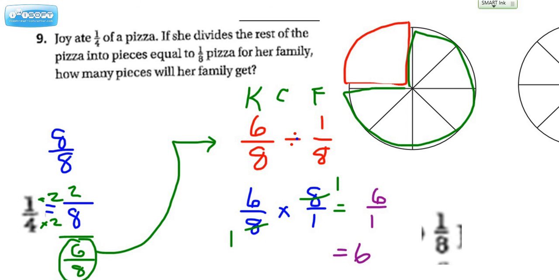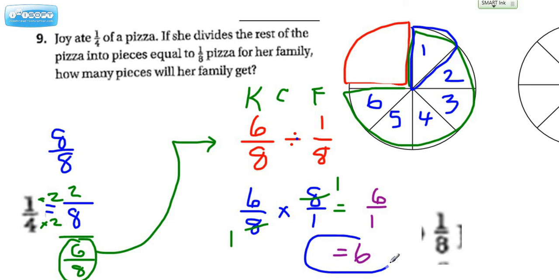Now let's see if our picture matches that. I'm going to identify a 1/8 piece. This is a 1/8 piece. And we're just going to count how many of them we have. So there's 1. Here's the second one. Here's 3. Here's 4. Here's 5. And here's 6. So we have 6 pieces. That's our final answer.